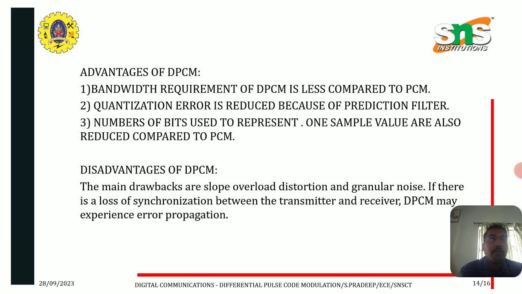The advantages of DPCM are that the bandwidth requirement of DPCM is less compared to PCM. Quantization error is reduced because of the prediction filter. The number of bits used to represent one sample value is also reduced compared to PCM. The main drawbacks are slope overload distortion and granular noise. If there is a loss of synchronization between the transmitter and receiver, DPCM may experience error propagation.